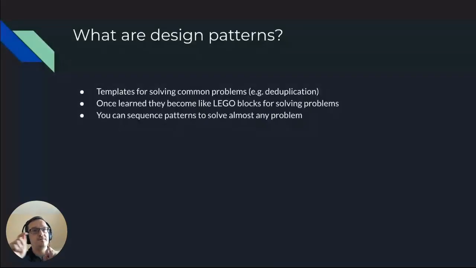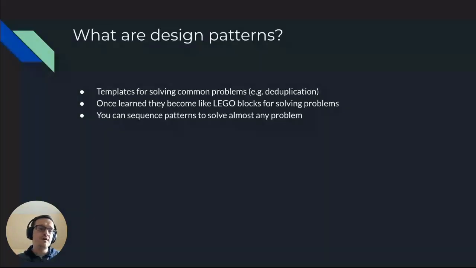You know that if you use, say, the row number with partition by, et cetera, like the window function, you can just copy paste that from your mind or from another piece of code and reuse it in many future queries, and it becomes like a Lego block, right? Something that you use to solve problems in the future. And you can then sequence some of these patterns. Once you create them in your mind, you can sequence them to solve pretty much any problem.